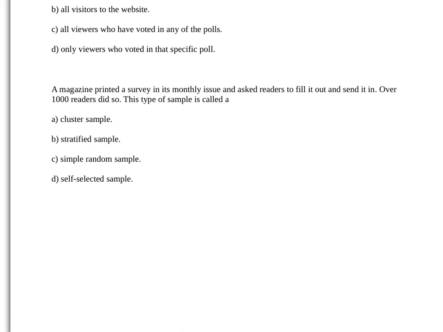Next question. A magazine printed a survey in its monthly issue and asked readers to fill it out and send it in. Over 1,000 readers did so. This type of sample is called a what?